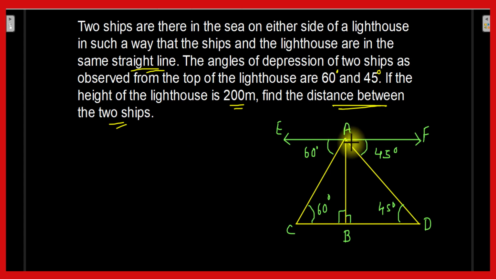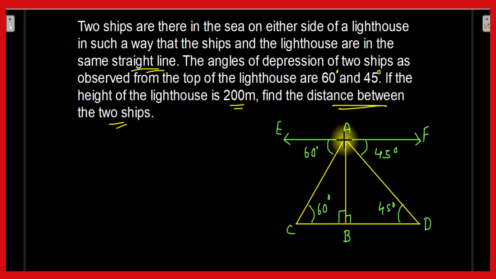Friends, it is given in the question that there is a lighthouse. Let AB be the lighthouse, and on either side of the lighthouse the two ships are sailing. One ship is C and the other ship is D. Both are on either side, meaning on opposite sides of the lighthouse. And it is also said that all these three, the ship C, the foot of the lighthouse, and ship D, are on a straight line.